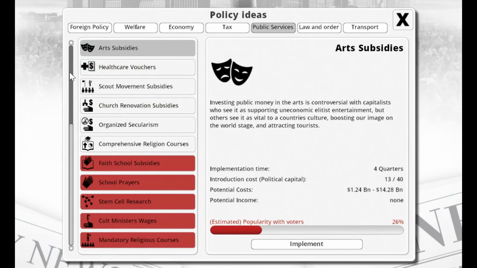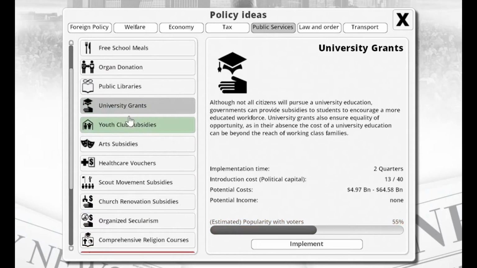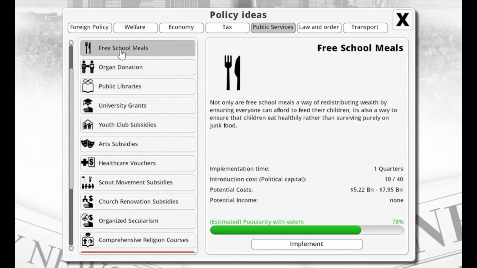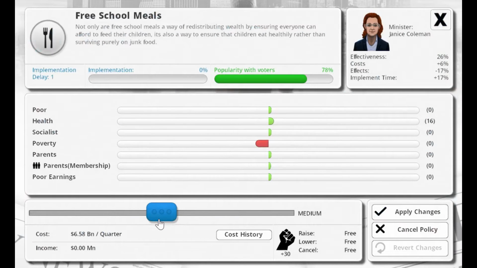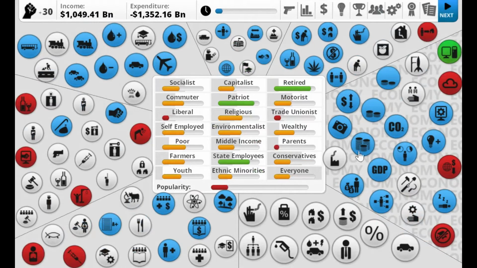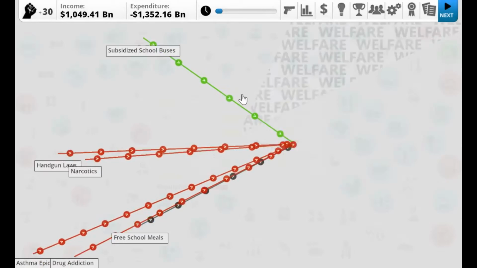Healthcare, arts. You know what? I have to say we're probably gonna have to go with free school meals. Ooh, but poverty would go down. The parents still hate me though. I just give them free fruits. I don't care.